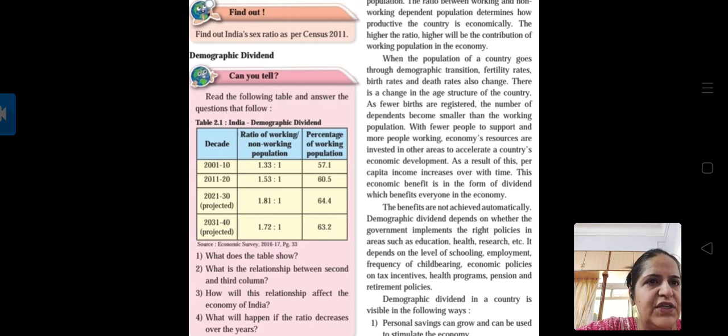When the population of a country begins the demographic transition, fertility rates, birth rates, death rates also change. There is a change in all three of those. As fewer births are registered, the number of dependents becomes smaller than the working population. With fewer people to support and more people working, the economy's resources are invested in other areas.